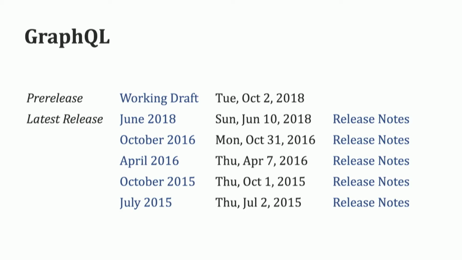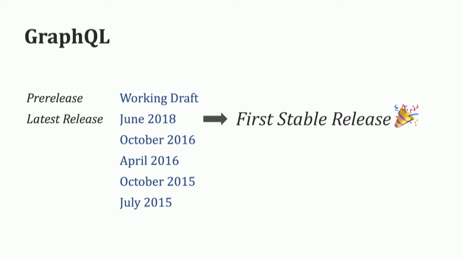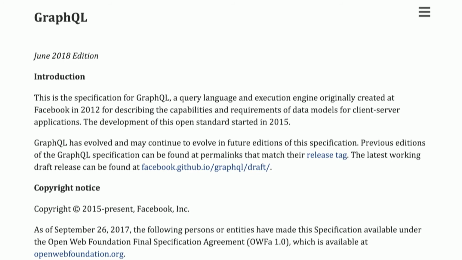On this page, you see all the previous releases of the specification in release notes. Before June 2018, it actually was working drafts. Just 3 or 4 months ago, we had the first stable release, and we will use it today. This is the first page of a really long document, and you can be tempted to actually print it out.